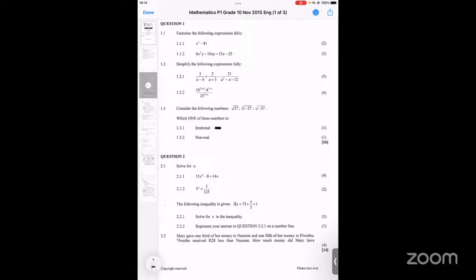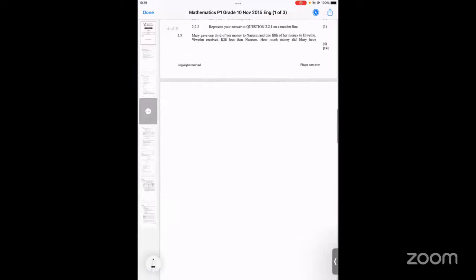Sir, I used the grouping method. So I took out a common factor between 6x squared y and negative 10x y. That common factor was 2xy. Okay, let me write it here on a blank page. You say you took out common factor 2xy. Okay.